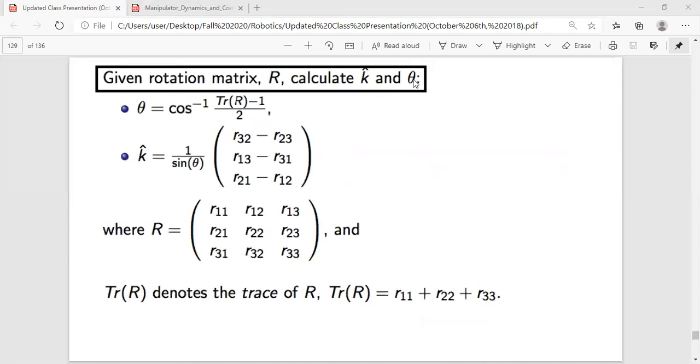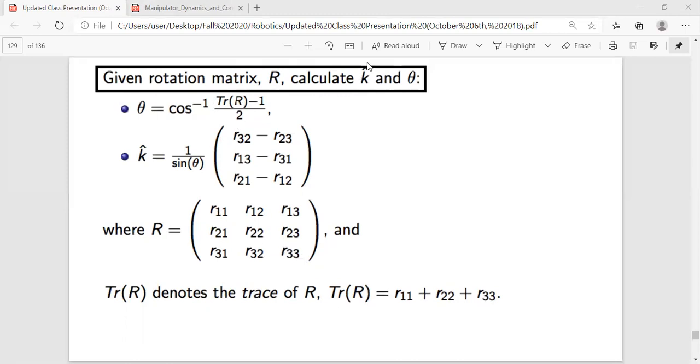You first begin by finding theta. Theta is going to be equal to this: cosine inverse of the trace of this rotation matrix R minus 1, over 2. So this is going to be my theta. What is the trace? The trace is simply the sum of the diagonal of that rotation matrix, which is basically R1 plus R2 plus R3. So this is the trace of that matrix. Now you have found theta.